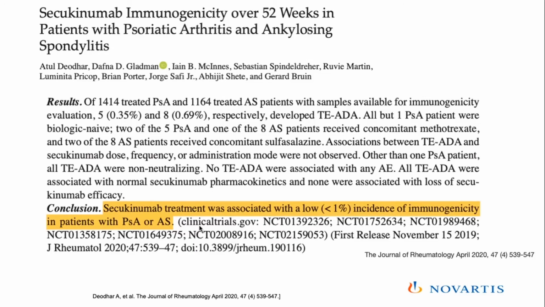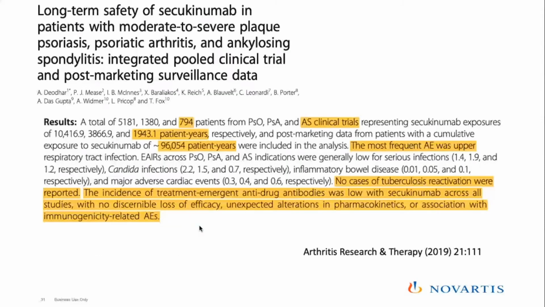So what about immunogenicity? Secukinumab was associated with a very low, that is less than 1%, risk of immunogenicity. We know that immunogenicity is a big concern as far as anti-TNF is concerned, but with secukinumab, the risk of immunogenicity was very low. So what about long-term side effects? Again, 794 patients in ANGSPOND, as well as patients pooled from other trials in psoriasis as well as psoriatic arthritis. The most frequent adverse effect was upper respiratory tract infection. There was mild risk of candida infection, and what is important for our country is the risk of tuberculosis. There were no cases of tuberculosis reactivation noted, and the incidence of anti-drug antibodies was also low.